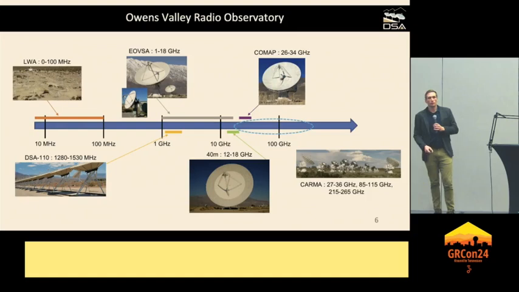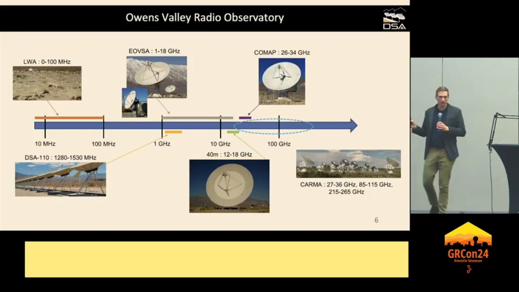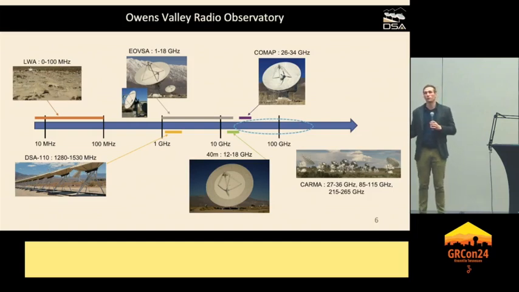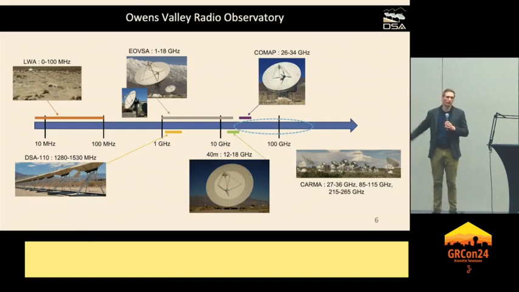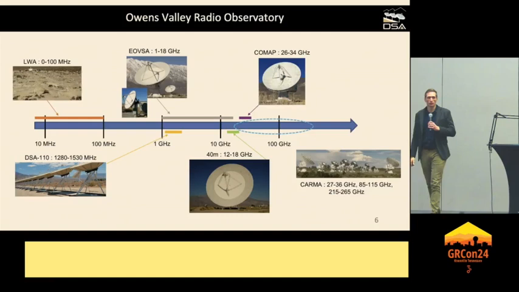Our observatory runs many different experiments and instruments. We have some instruments that are science ready, but our university is also a technological university, and we do a lot of research and development for new instrumentation. So this gives you a good idea of what experiments run at OVRO. In the lower spot of the spectrum, between 0 and 100 megahertz, we have the Long Wavelength Array, the LWA.